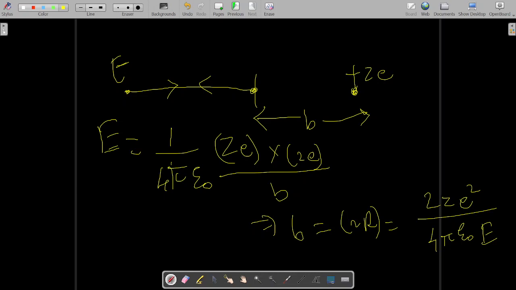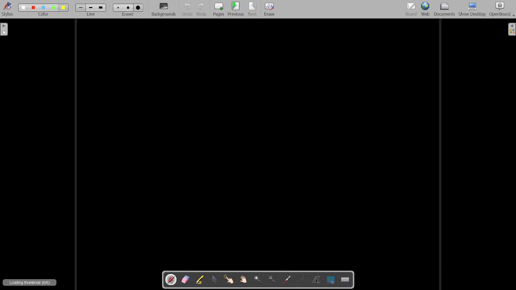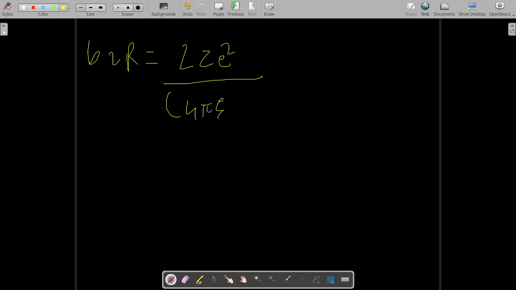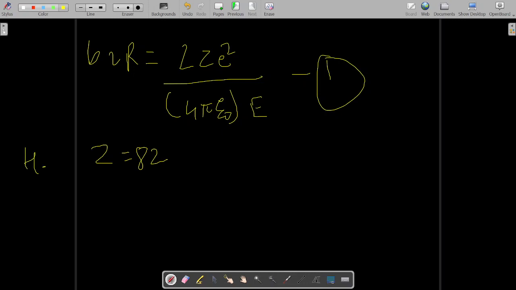Let me write that formula once again on the screen so that I am able to see it without returning back to the page. So 4 pi epsilon naught E. Let this be equation number 1. So I will substitute Z is equal to 82 here. E is the charge on an electron or proton, so 1.6 into 10 to the power minus 19 coulombs. And everything is in SI units.